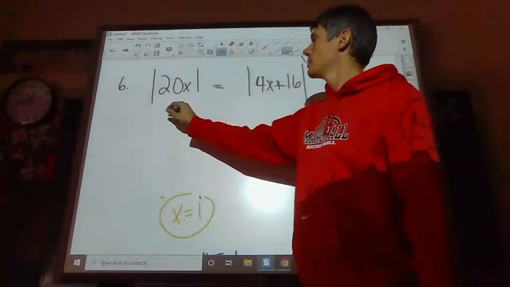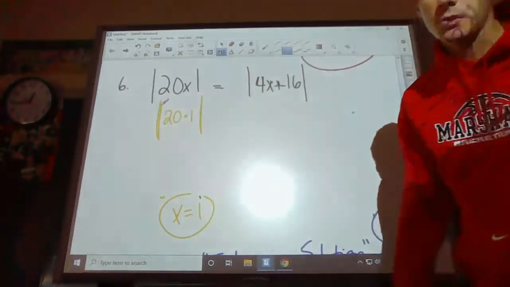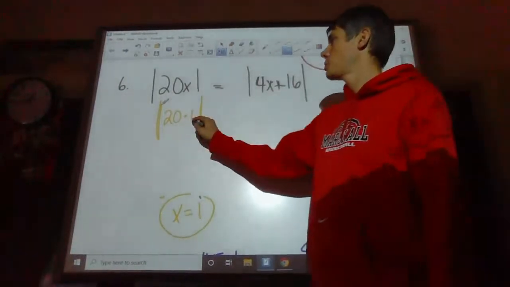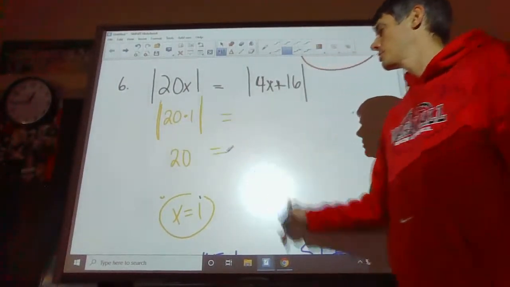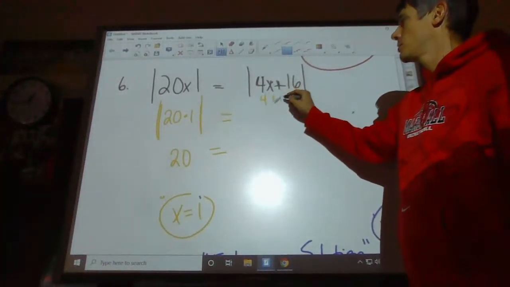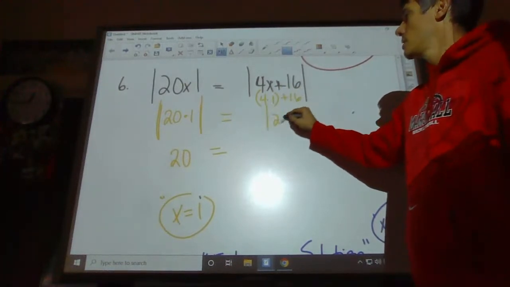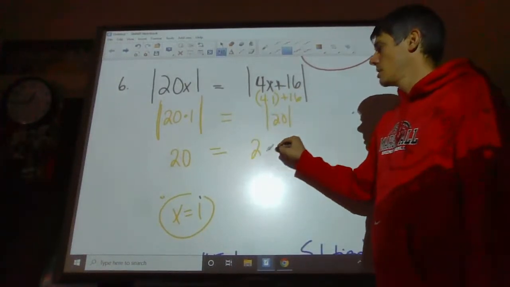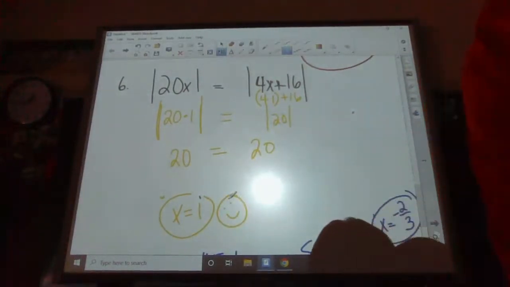So if I put 1 right here, this is 20 times 1. The absolute value of 20 times 1 is obviously 20. So then the absolute value of 20 is 20. So that's true. I need to get 20 on this side. If I don't get 20 on this side, I'm going to be in trouble. 4 times 1, that's 4. 4 plus 16 is 20. The absolute value of 20 is 20. So this answer is good. That one is going to work.